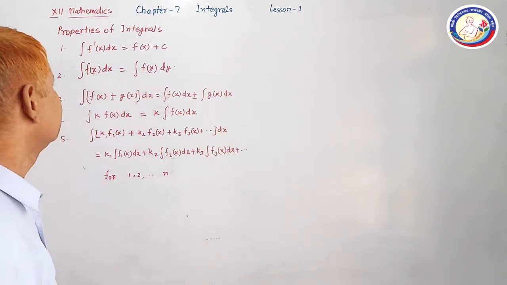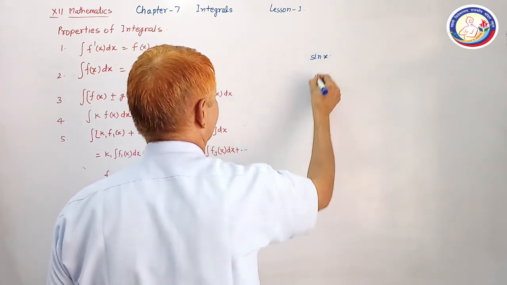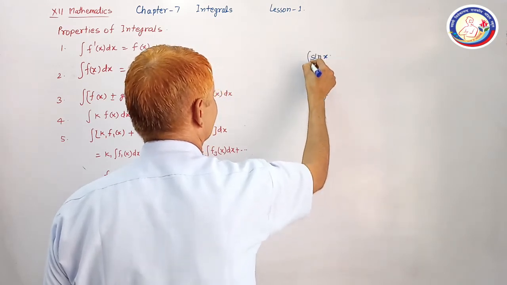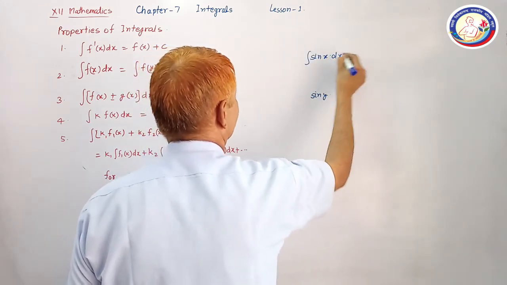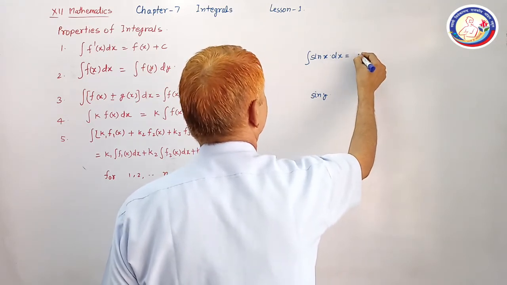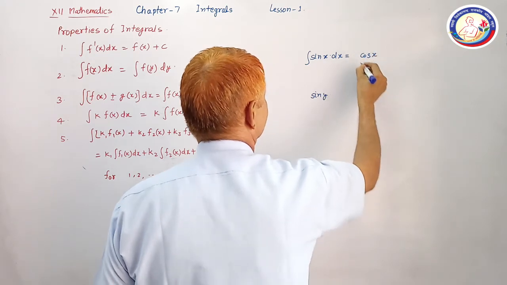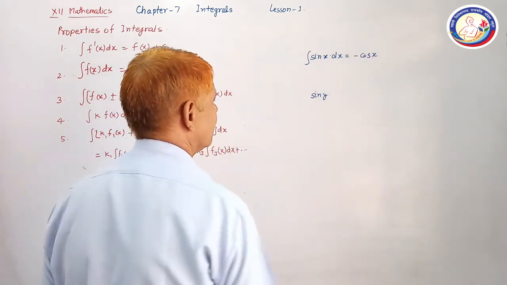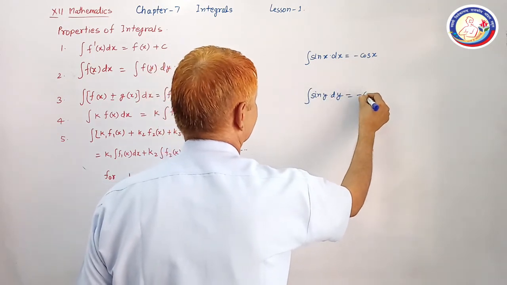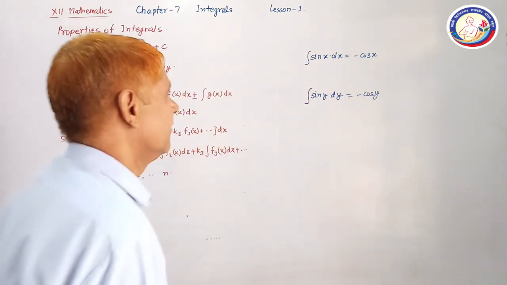Second, if we integrate two similar functions, say one is sine x and second is sine y, we will get the same result. Integration of sine x dx is equal to minus cos x, and integration of sine y dy will be minus cos y. These are similar, both will be equal.